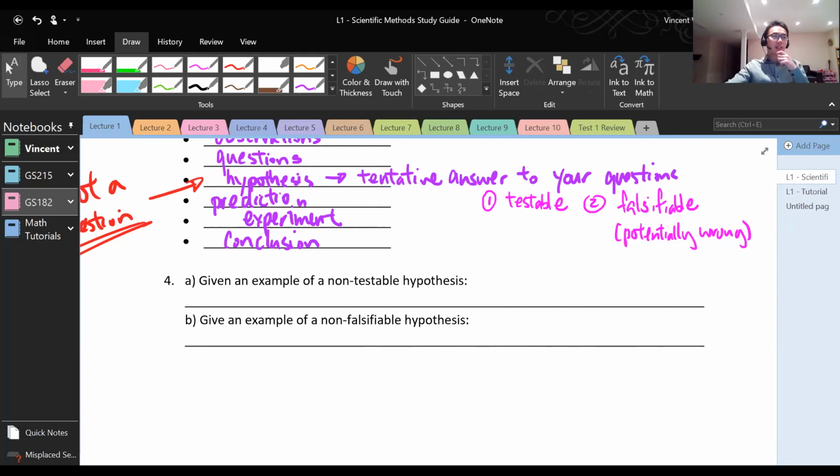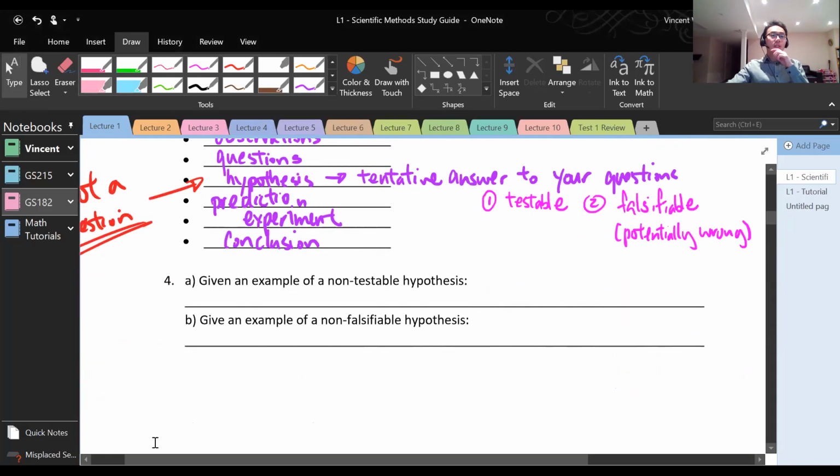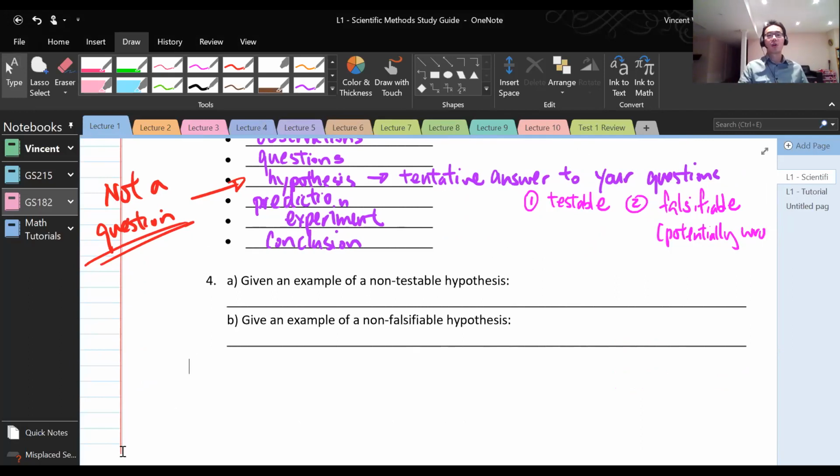Could you please clarify, she's asking: is a hypothesis equivalent to a statement? Oh, yeah, it is a statement. Yes, it is a statement. Thank you for clarifying. Yes, it is a statement, right? Not a question.